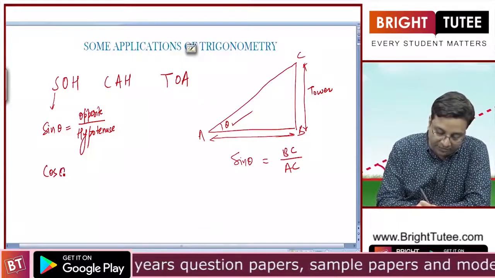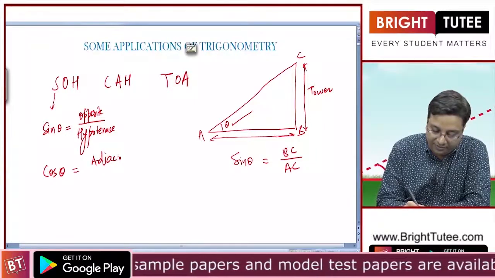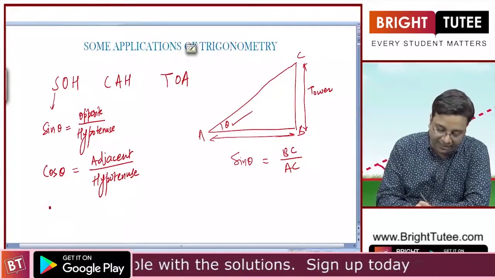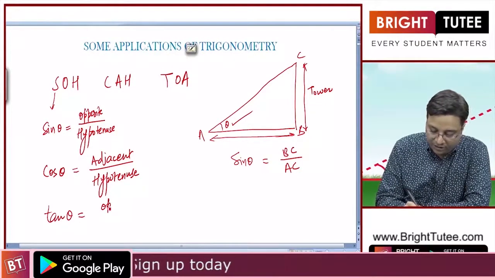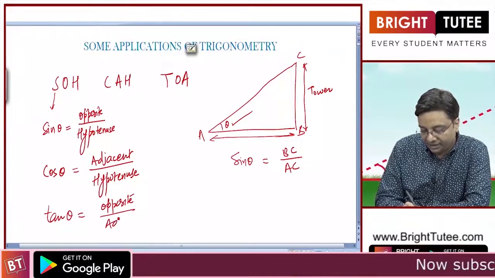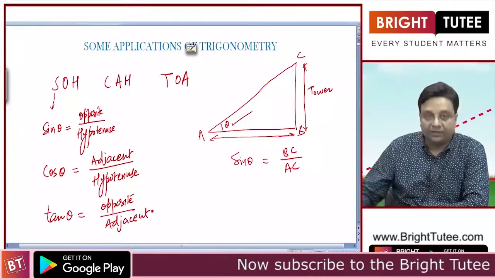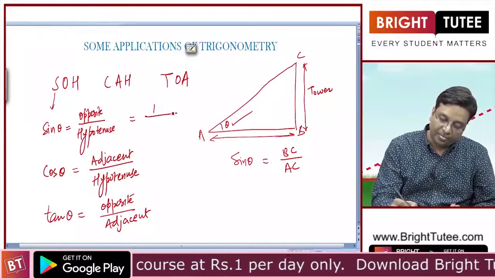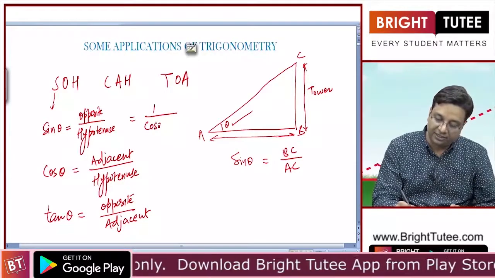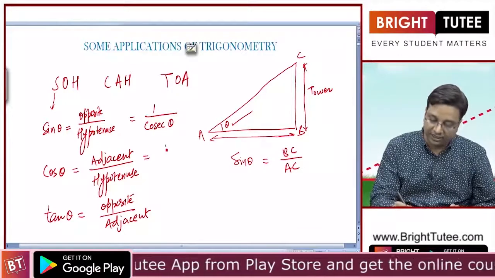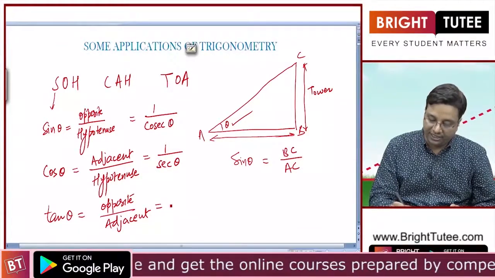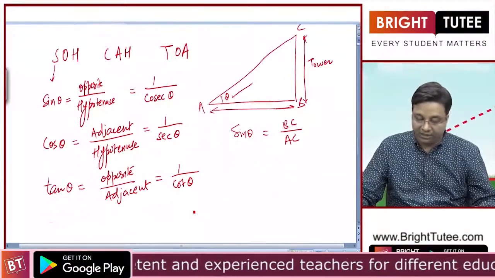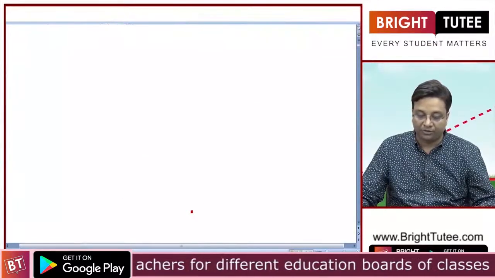What is cos theta? Cos theta is adjacent side divided by hypotenuse, and tan theta is opposite by adjacent side, right? We learnt about these three trigonometric ratios and then we also saw that sine theta is nothing but the reciprocal of cosecant theta, cos theta is the reciprocal of secant theta and tan theta is the reciprocal of cot theta, right? So these were the 6 trigonometric ratios that we talked about in the previous chapter.